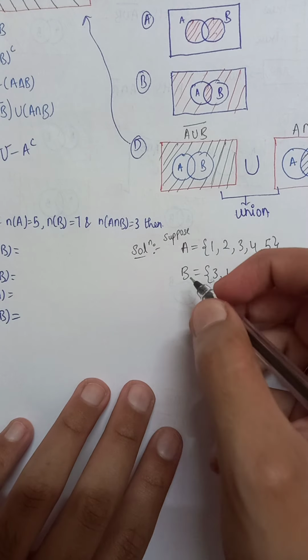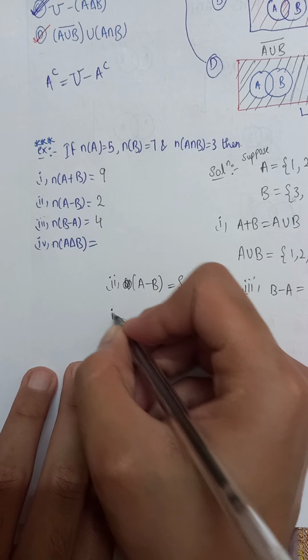What is the number of elements in B minus A? B minus A means you need to remove the common elements of both A and B from B. By removing the common elements, we get 6, 7, 8, 9. So the number of elements is 4.